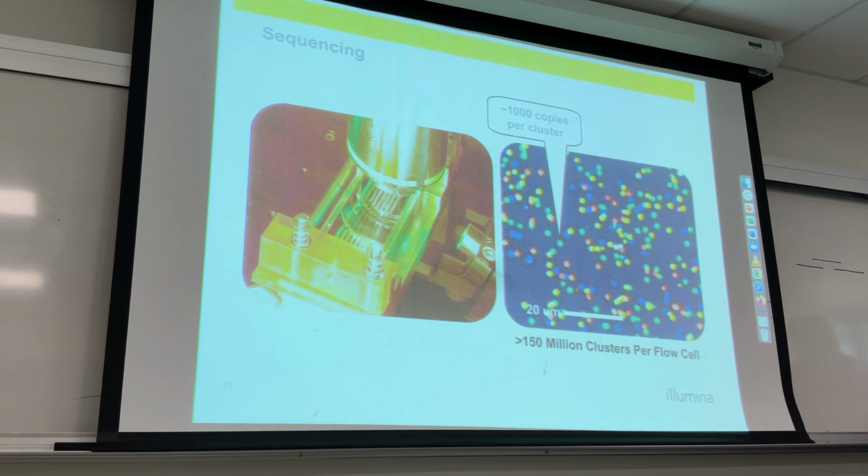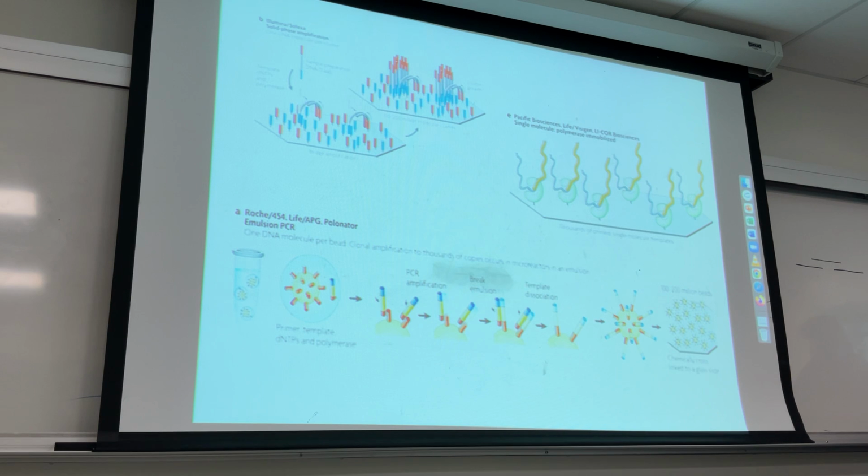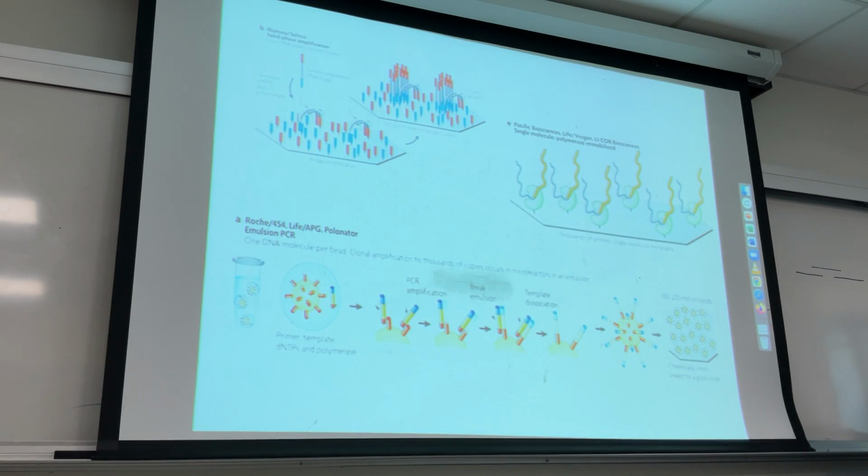Now, not every company does it the exact same way. This is the Illumina method, and as I said, Illumina has a very high market share, so most people do use the Illumina method, but there are other companies who do it slightly differently. Licor fixes the polymerase and has the DNA going through the polymerase in a different pattern.